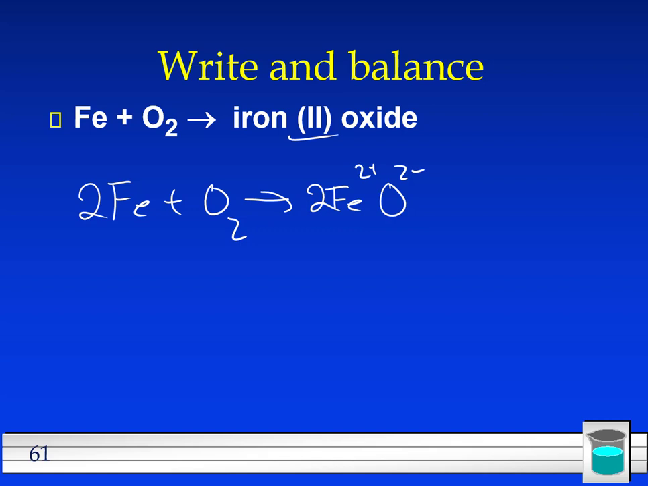Okay, so first I put the pieces in place, then I use charges to write the formulas, and then I balance. Get used to that pattern. Don't try to balance by copying subscripts. Remember, that's the mistake people make. Not figuring out the right subscripts. You got to write the right formula first.